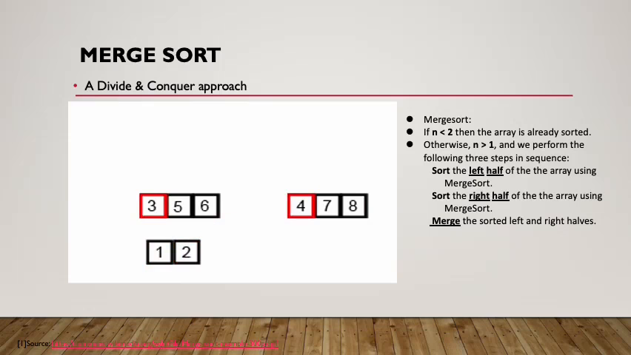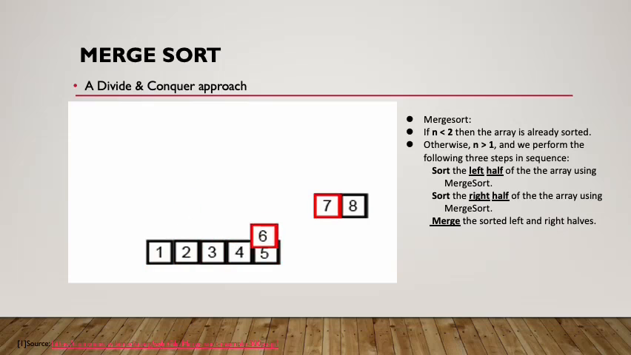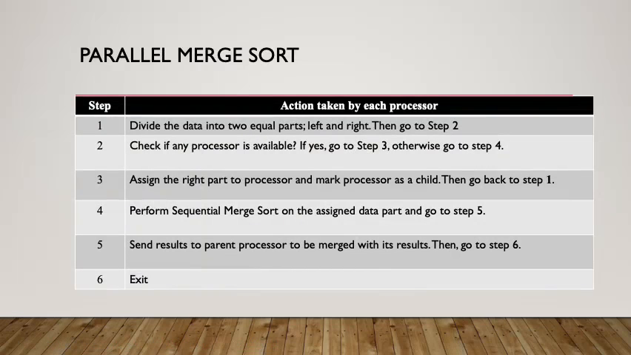This divide and conquer algorithm gives an overall time complexity of O(n log n), as you have already seen in the previous slides. Now we will talk about parallelizing this merge sort. So let's learn about parallel merge sort.